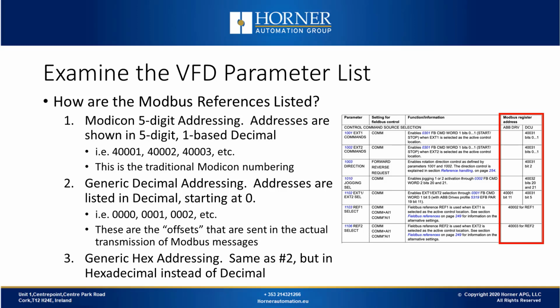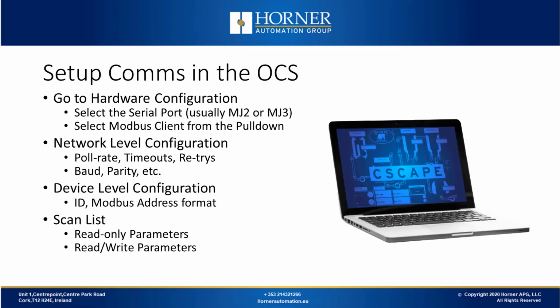So again, there are different styles in which drive manufacturers list their Modbus addresses. They could be in decimal, 5-digit Modicon, 4-digit offset, etc. The last step is to set up the communications on the OCS side, which I'm going to show you later with Cscape. We're going to start in the hardware configuration, select our serial port, and set it up for Modbus RTU.